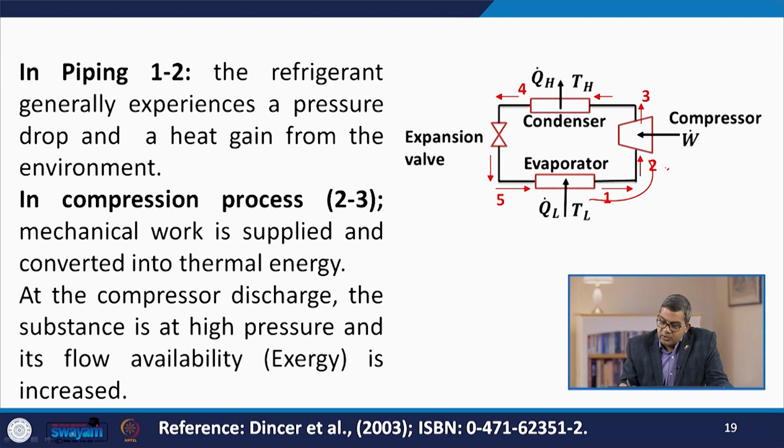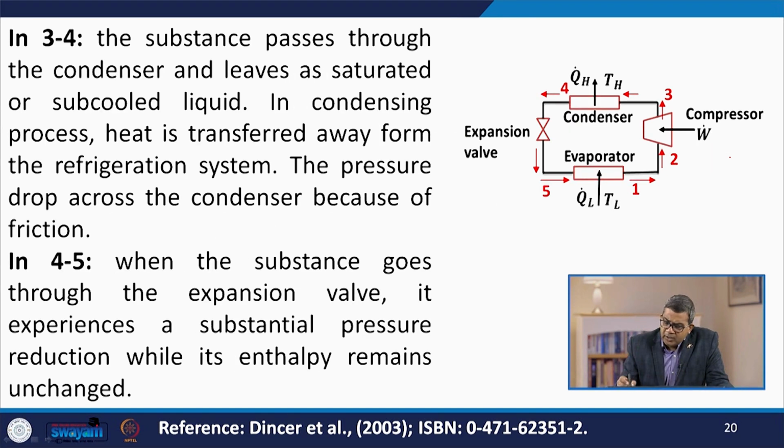In the compression process from station 2 to station 3, mechanical work is supplied and converted into thermal energy. At the compressor discharge, the substance is at high pressure and its flow availability, that is exergy, is increased. Now if we go from station 3 to 4, the substance passes through the condenser and leaves as saturated or subcooled liquid. In the condensing process, heat is extracted away from the refrigeration system. There is a pressure drop across the condenser because of friction.